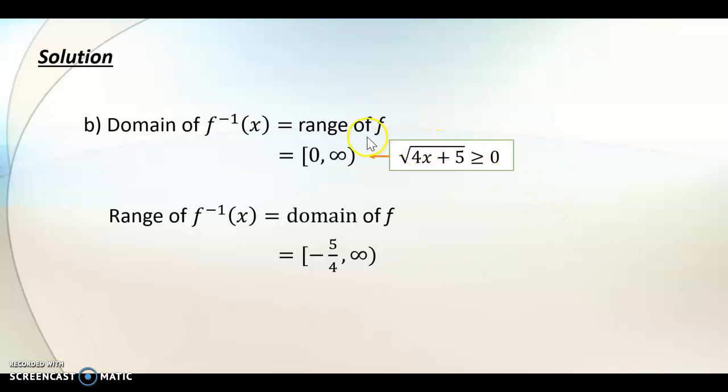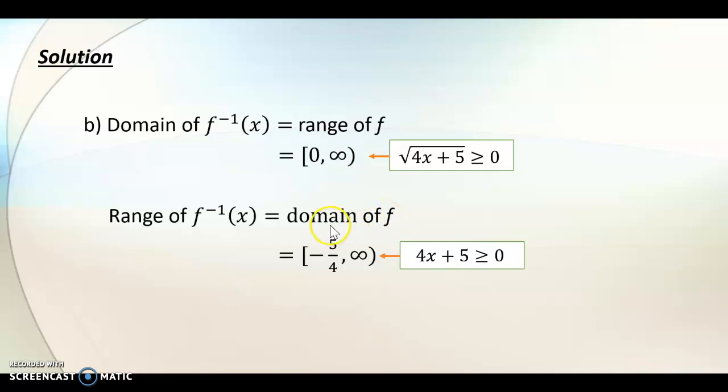Basically, the range is referring to the value of y. This is the function of y, where y is set to the square root of 4x plus 5. Since this is in a square root, it must be greater than or equal to 0. So the range will be 0 to infinity, including the 0. And then, how do we find the domain of f?